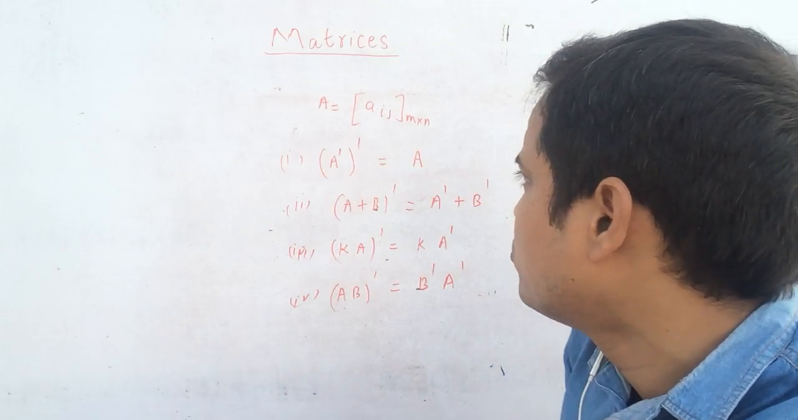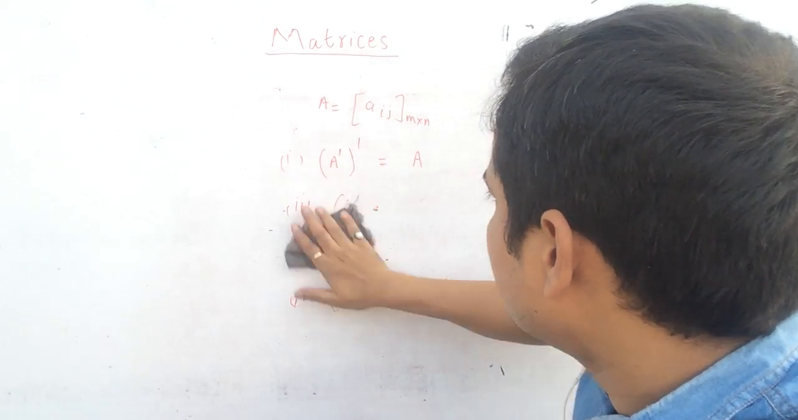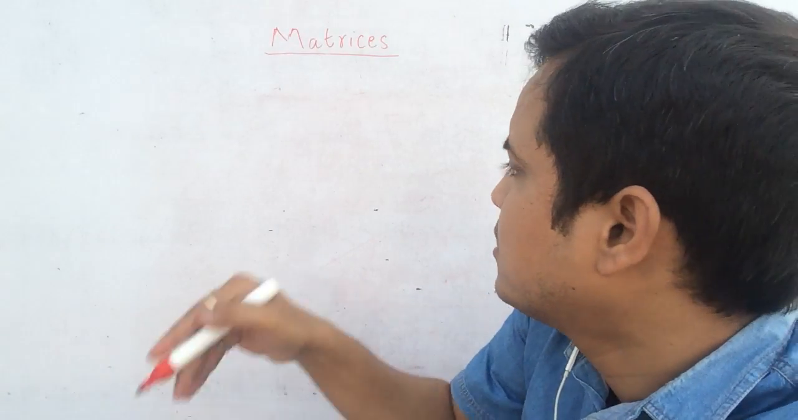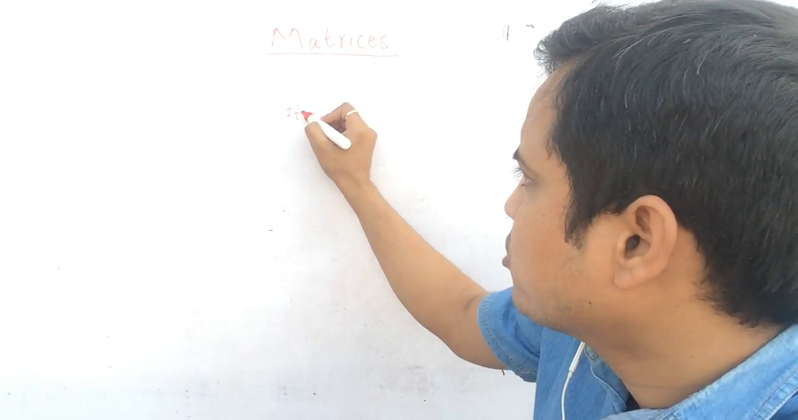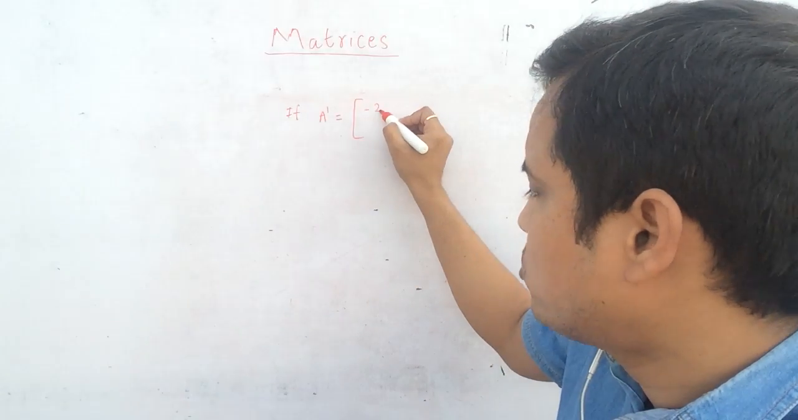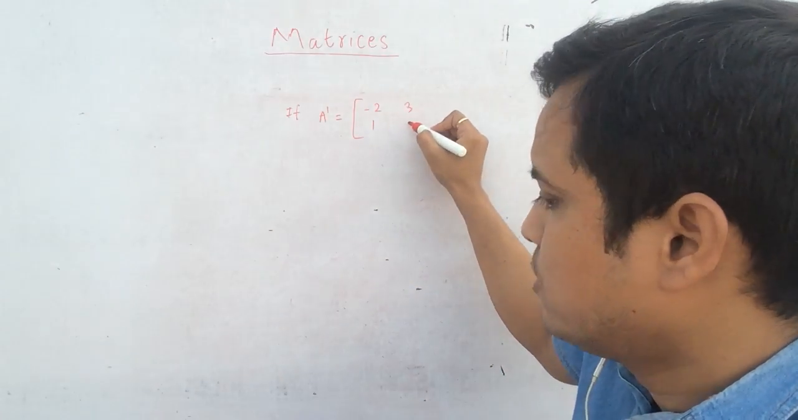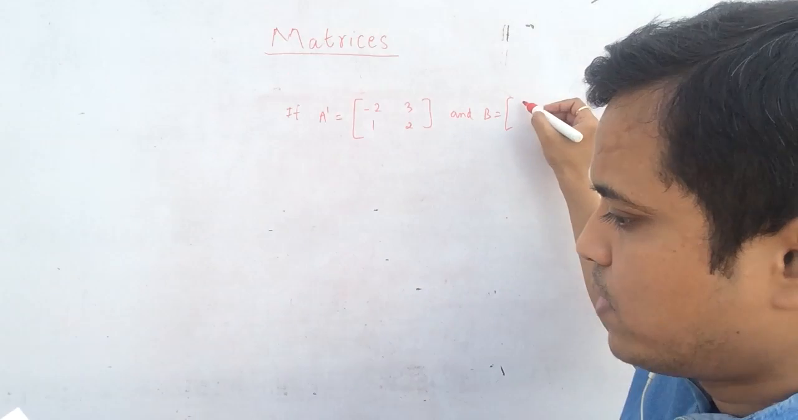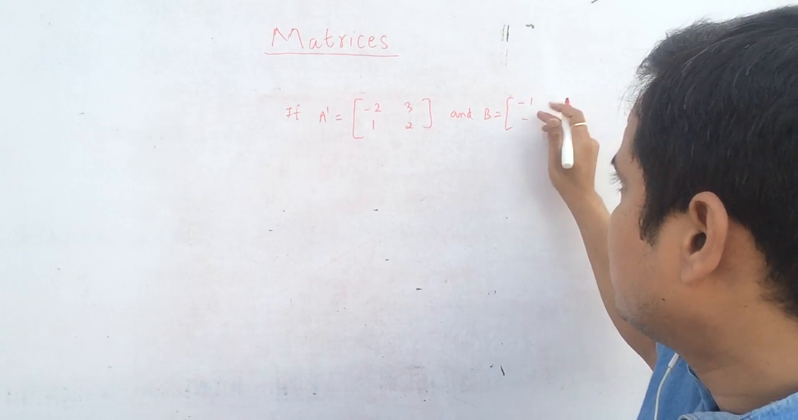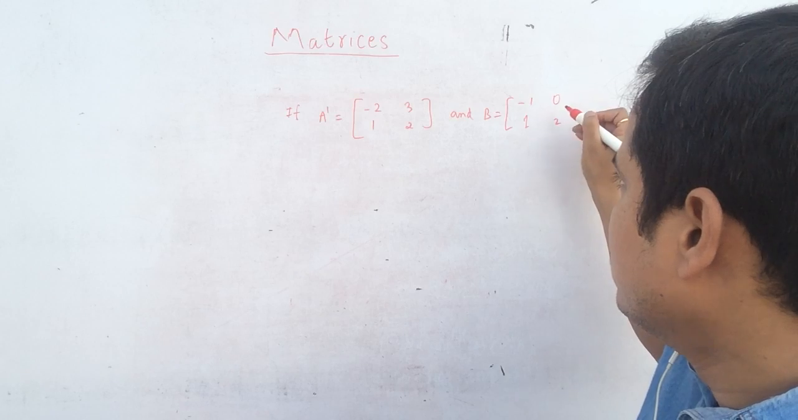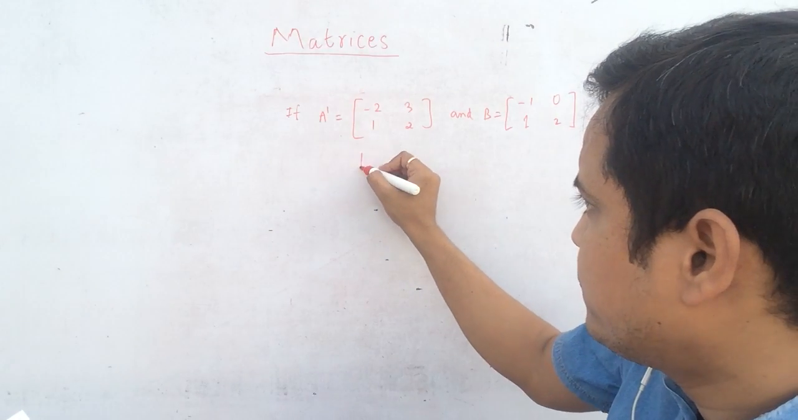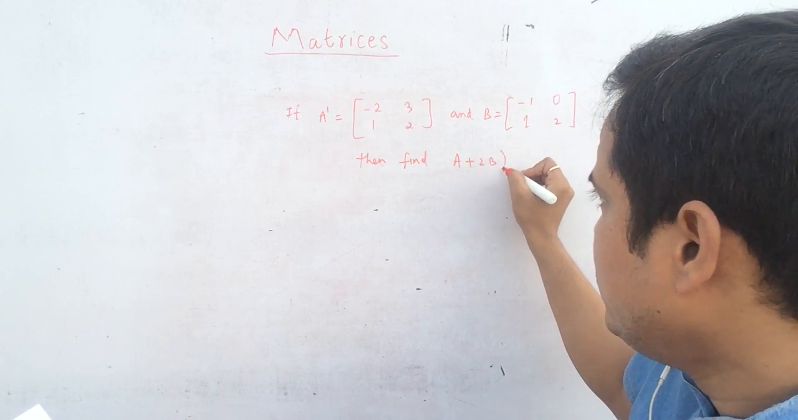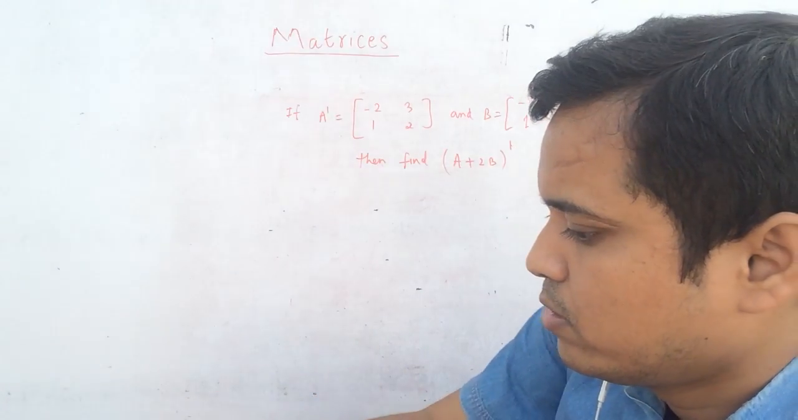Now let's move to the question. We should do also one question in order to understand in a better way. So the question is: if A dash equal to minus 2 1 3 2 and B equal to minus 1 1 0 2, then find A plus 2B whole transpose. This is the question.